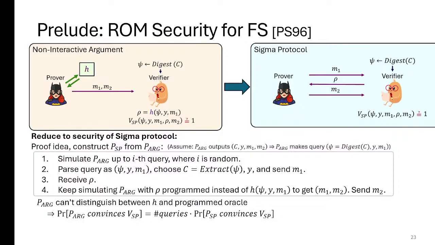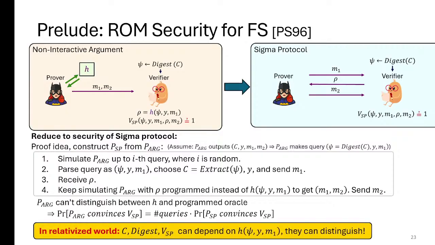The point is that the argument prover can't distinguish between an actual random function and the programmed oracle with rho, because rho is random. This is just a random message. And so the prover convinces the verifier with the same probability. The prover here convinces the verifier with the same probability as the original prover up to this query, because I had to guess the location of this query.